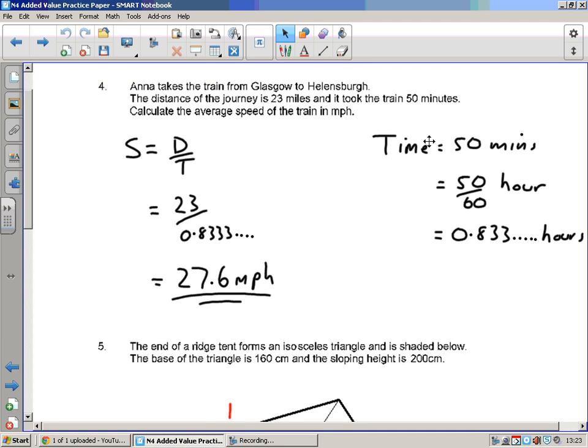So again, what do we need to do that's different here? We need to turn the minutes into hours. To do that, we divide by 60 because there are 60 minutes in an hour.